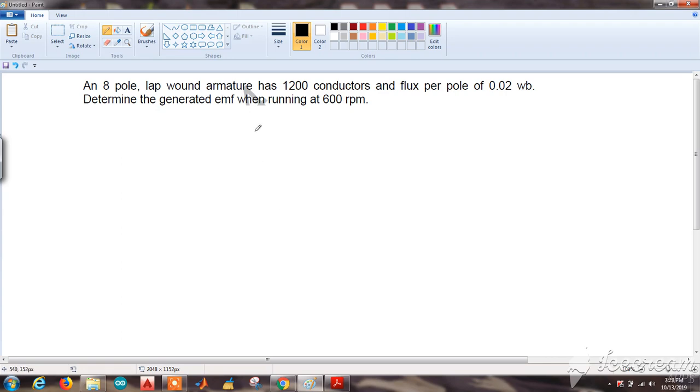An 8-pole lap-wound armature has 1200 conductors and flux per pole of 0.02 Weber. Determine the generated EMF when running at 600 RPM.